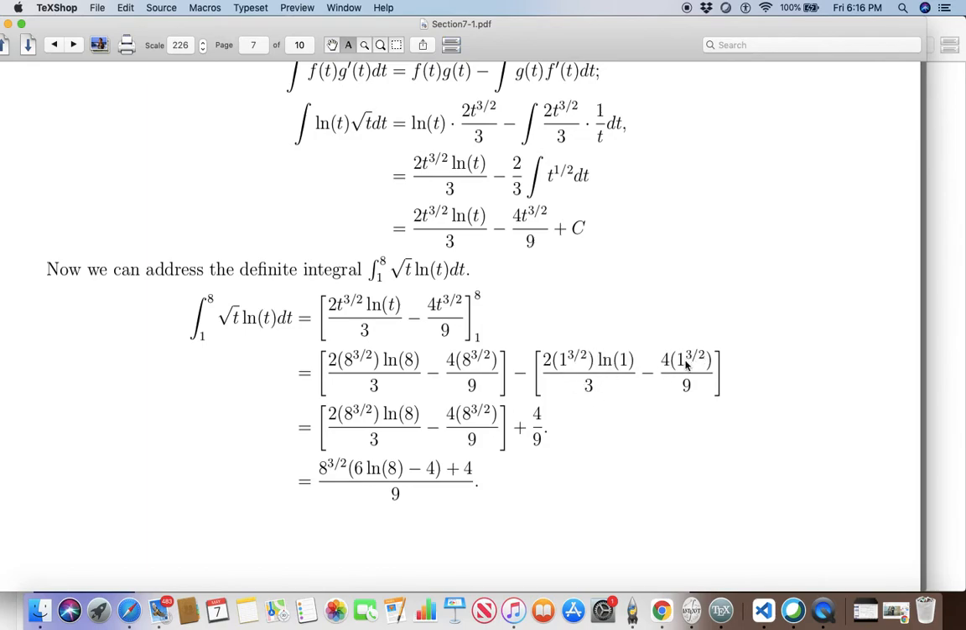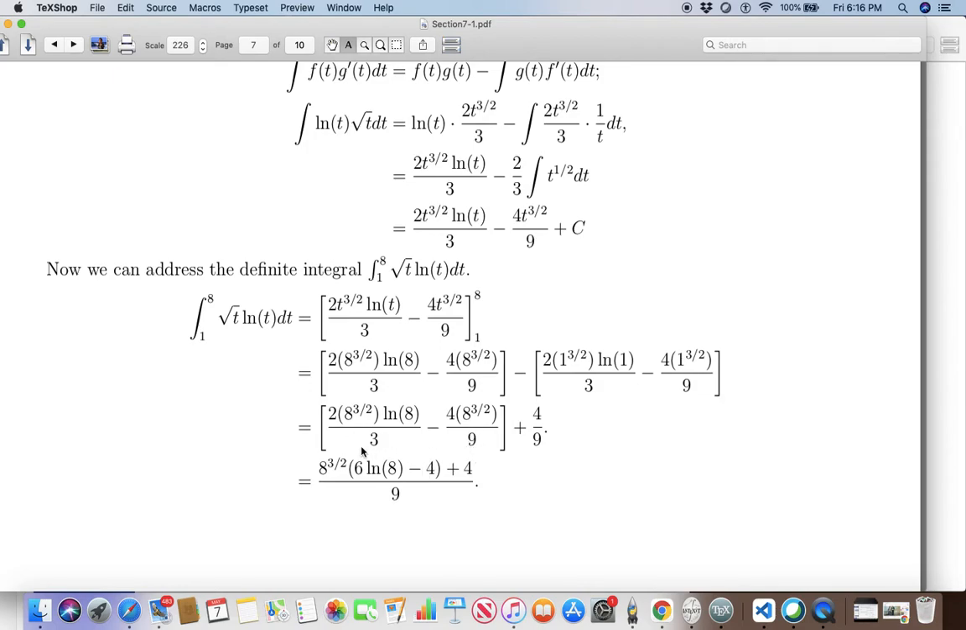1 to any power is 1. A negative and a negative makes it positive, 4 over 9. The rest I have just left as it is. Notice 8 to the power 3 halves, 8 to the power 3 halves, and so that's common. So 2 natural log 8 minus 4 over 9.